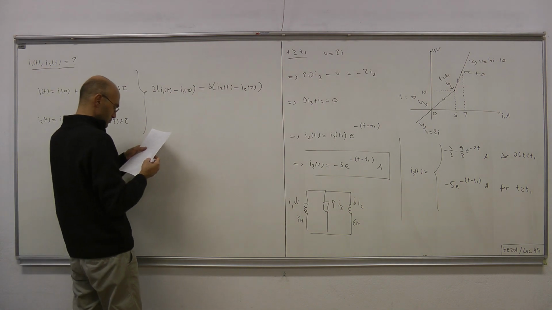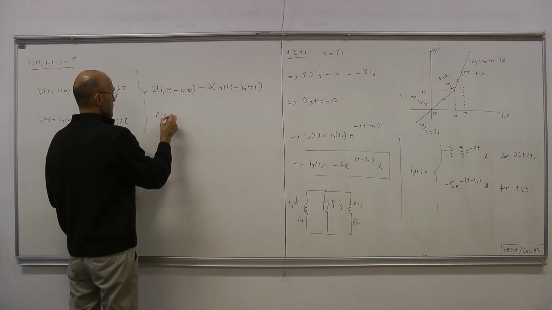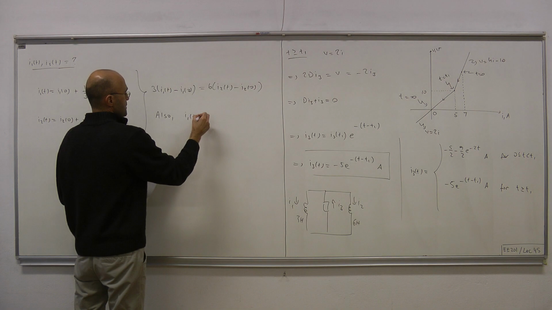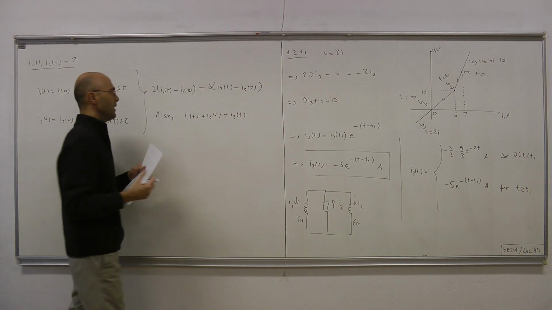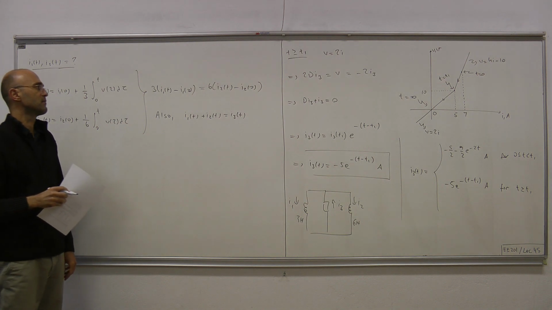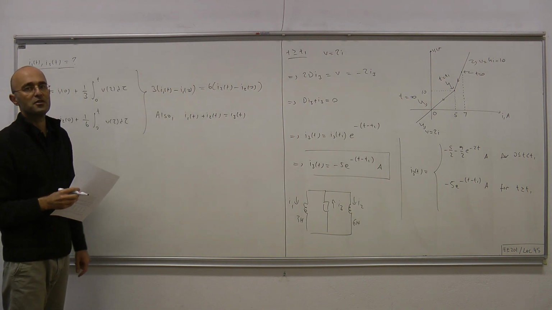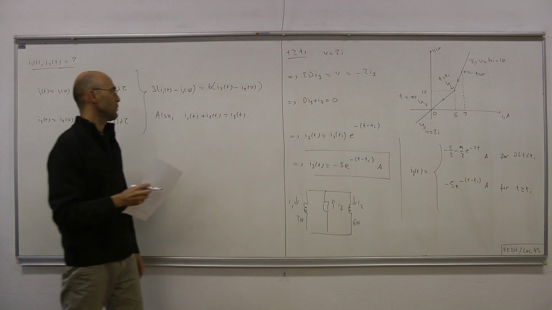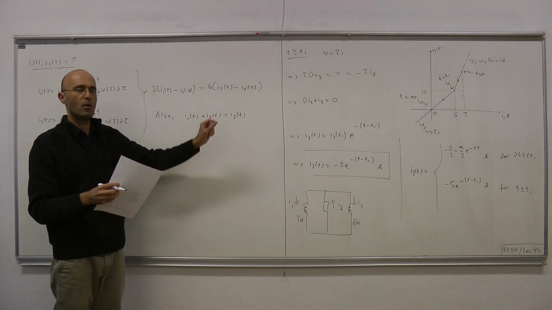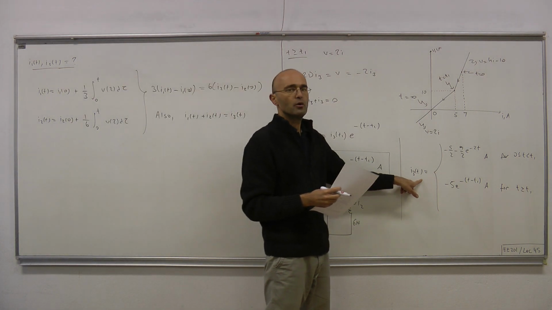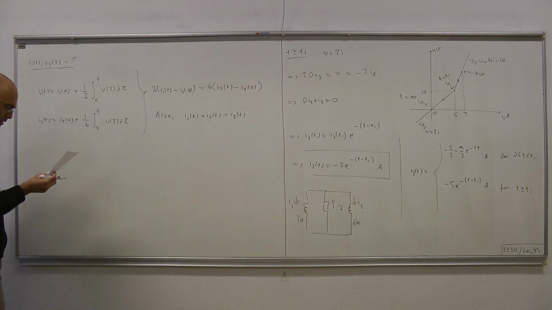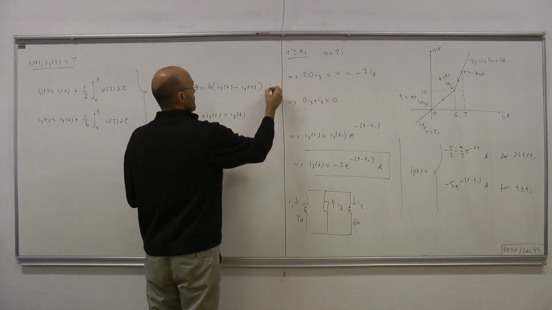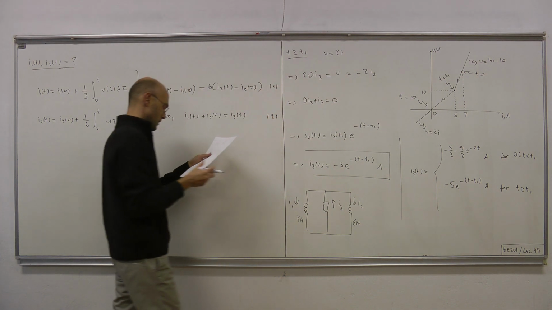And also, by KCL, we have that I1 plus I2 equals I3. From those two equations, we can easily obtain I1 and I2 in terms of I3. Note that at this point, I3 is no longer unknown. We computed what it is. So let's call this equation 1. Let's call this equation 2.